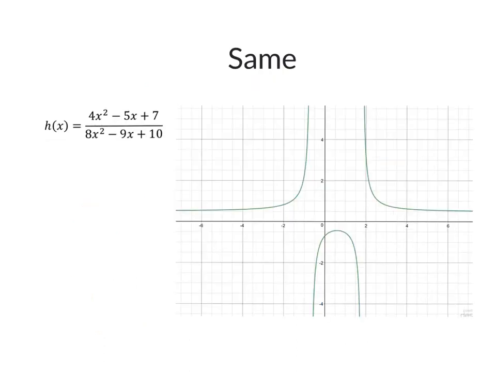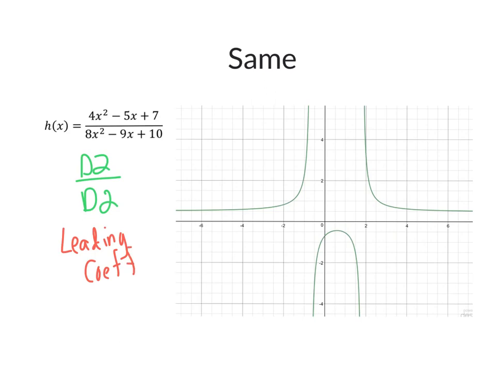Now if we have the same degree on top and bottom, so we have a degree 2 on top, we have a degree 2 on bottom, what we're going to have to do is look at our leading coefficients. So in this case, we have a leading coefficient in our numerator of 4, and we have a leading coefficient of our denominator of 8. So we have 4 over 8, which is 1/2. And that will be our horizontal asymptote. If you take a look at this graph, here's 1, 1/2 is right here, and you can see that our graph is approaching this horizontal asymptote of 1/2.